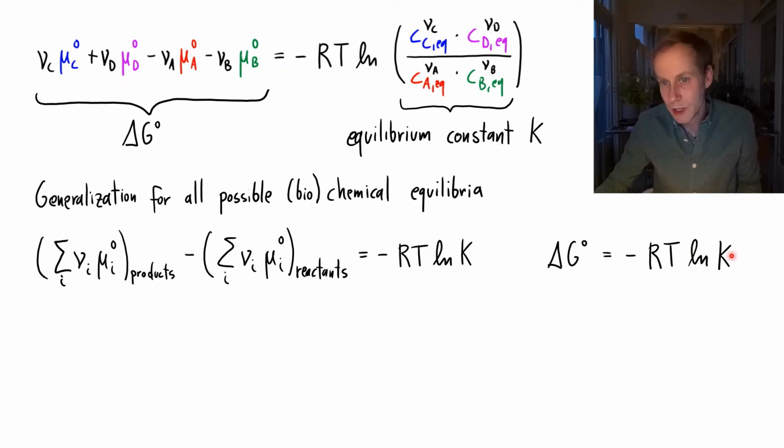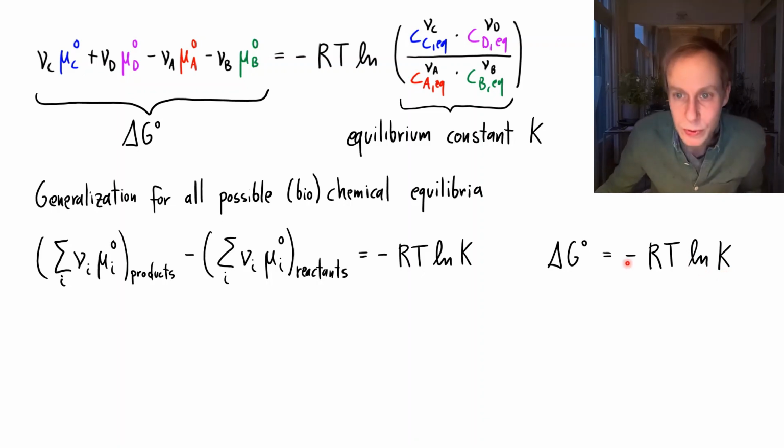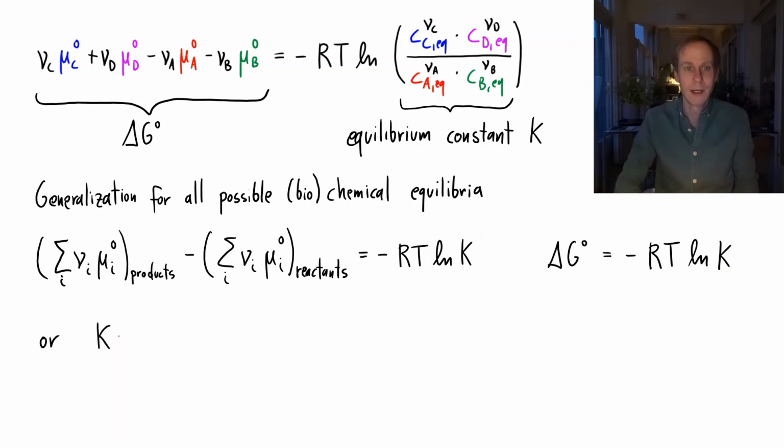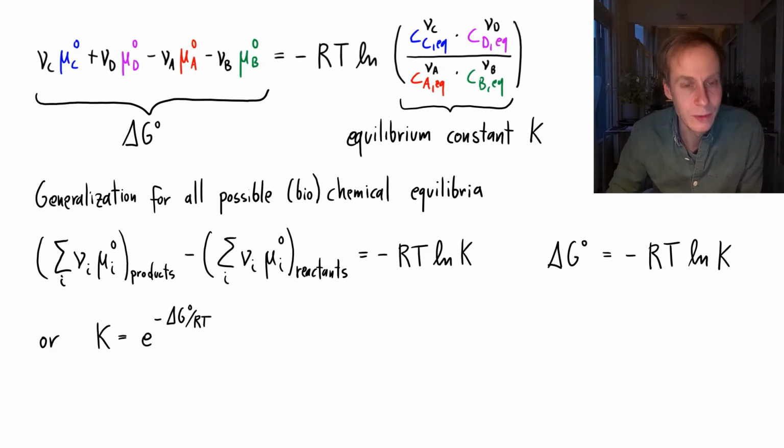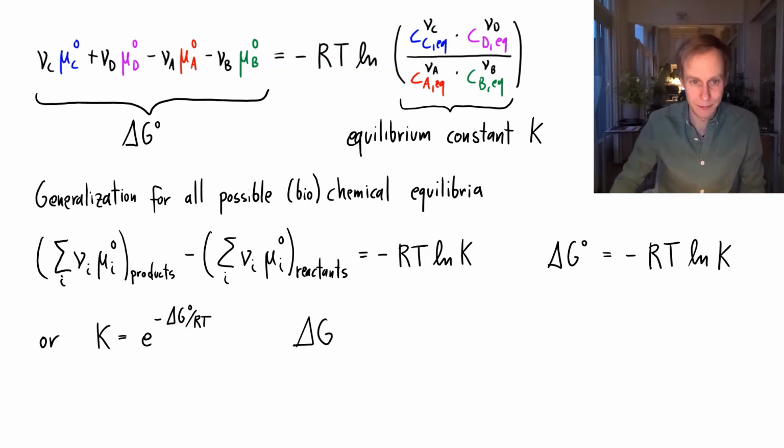Now we can rearrange this equation for the equilibrium constant. So first we divide delta G standard by minus RT, and then there's only ln K, and then we just take the exponent of both sides, and we get this expression for the equilibrium constant, which is e to the minus delta G standard divided by RT.